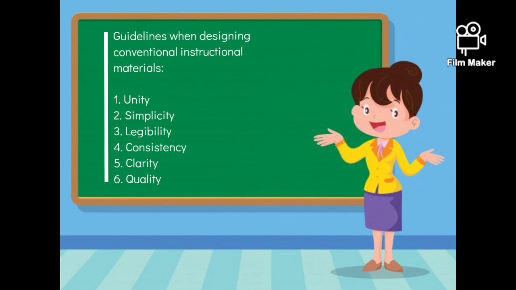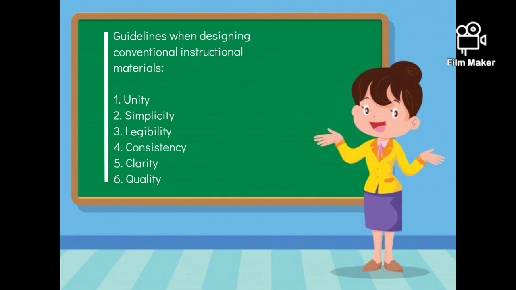The second one is simplicity. Make ideas and relationships simple and easy to recall. Avoid cluttering a visual with too many words, numbers, or graphics. The audience should be able to grasp the concept in 10 to 15 seconds. So it must be direct to the point and not too wordy, to avoid lengthy text. The third one is legibility. Make letters big and readable for all in the audience. So of course, make sure that your instructional materials are readable from the distance where the audiences are.